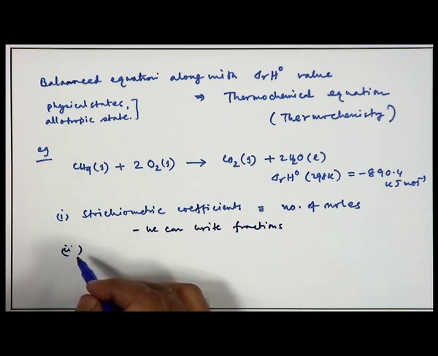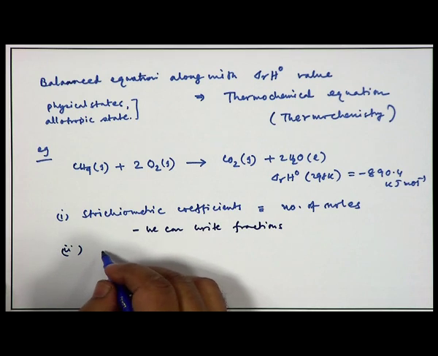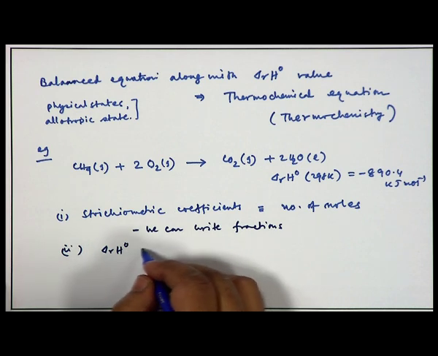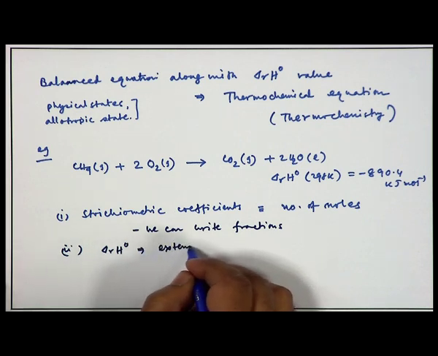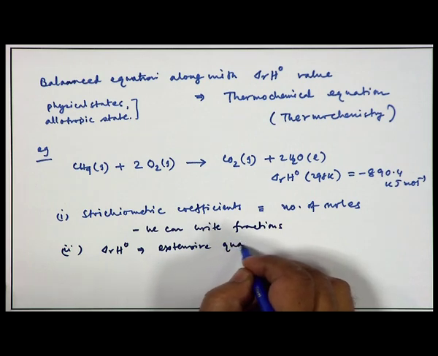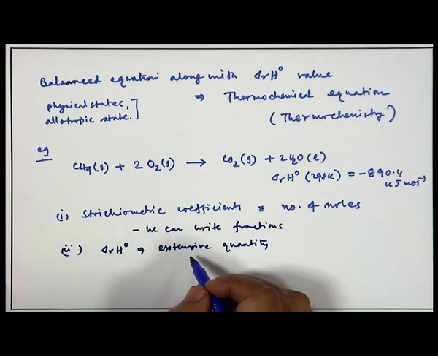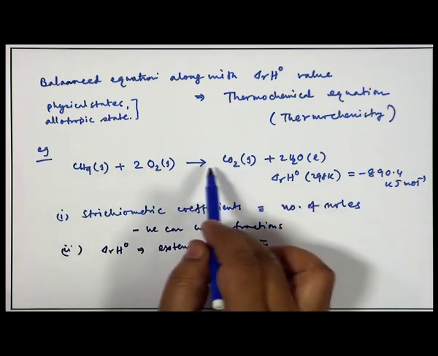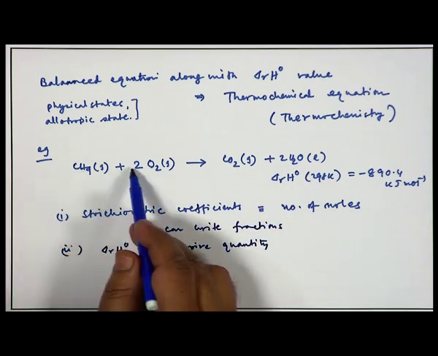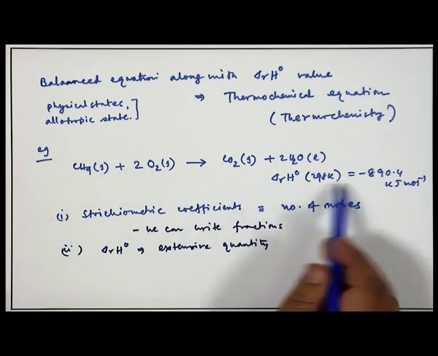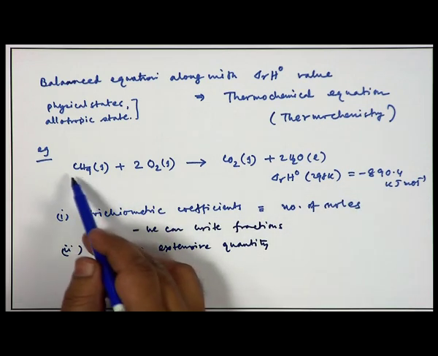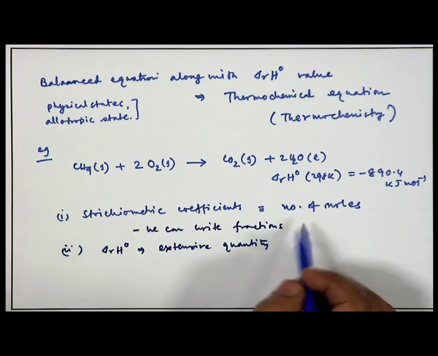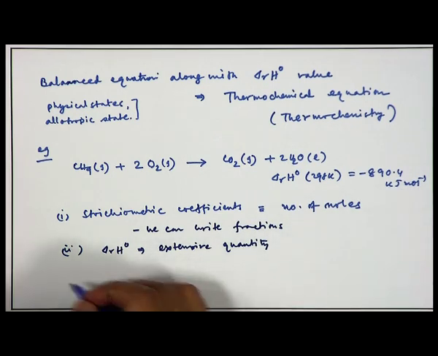Second, we talked about in the last lecture also that this is an extensive property, or extensive quantity. So, the value will be as we write the expression. If you multiply this reaction by 2 or 4, then this value would be double or four times, or if you divide by half, then this will be half. So, it is an extensive quantity, and this is per mole of the reaction we are talking about.